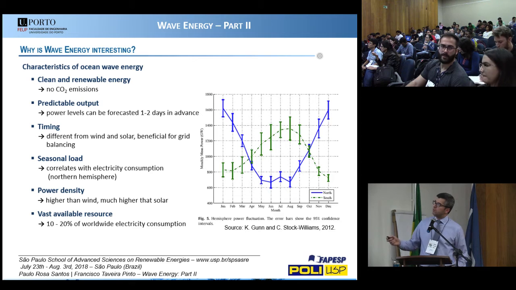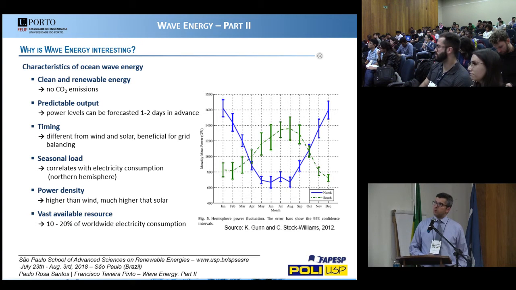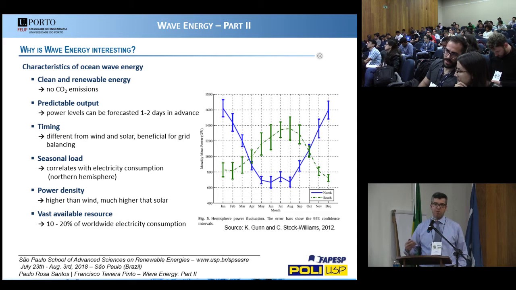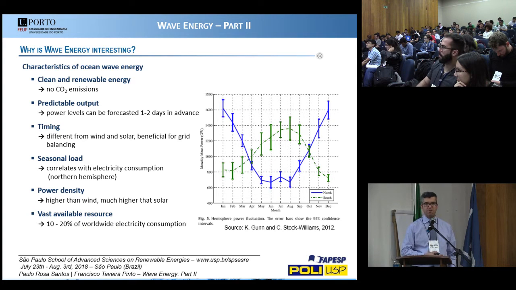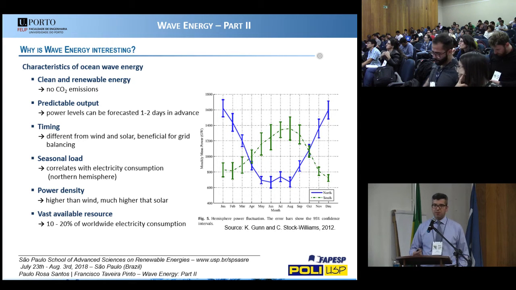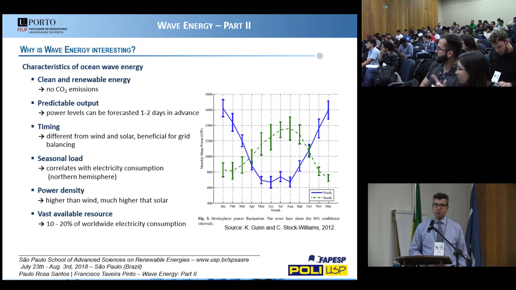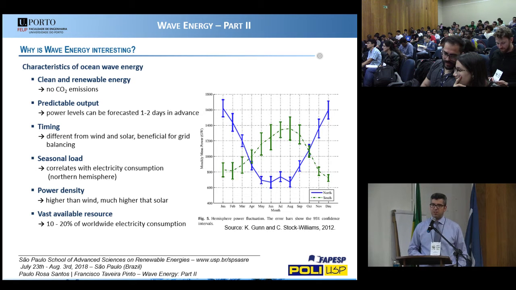If you look at this graphic, you can see that the resource correlates well with electricity consumption, at least in the Northern Hemisphere. So we consume more energy during the winter, and we have more wave resource also during the winter because we have larger waves and therefore more energy. Power density is higher than in the case of the wind and in the case of the sun, and the resource available is very large, so we have several reasons to invest our time making research in this topic.